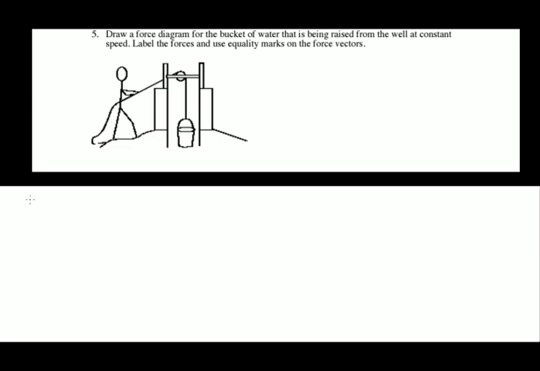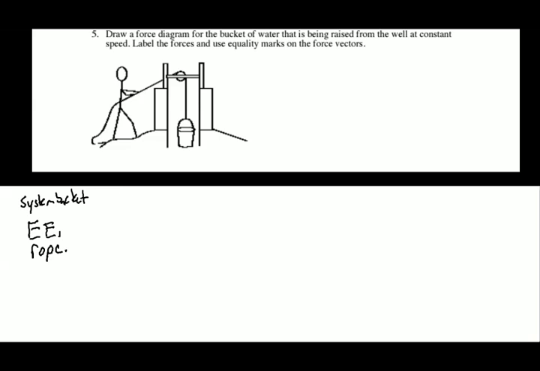Here is the idea. The bucket is the system. So we want to make a list of things that are interacting with the bucket. Here is that list. The end.